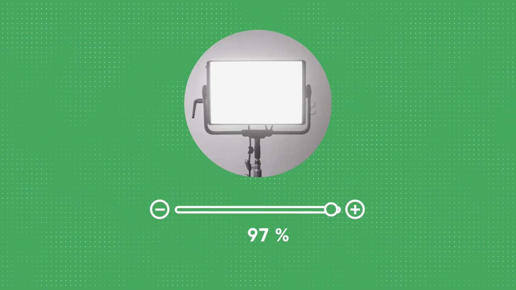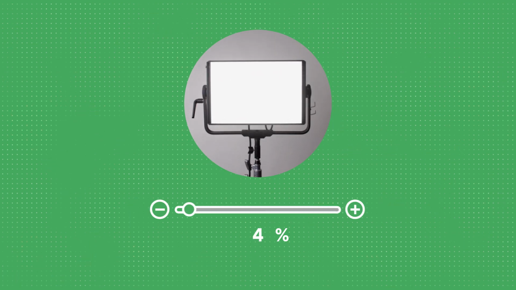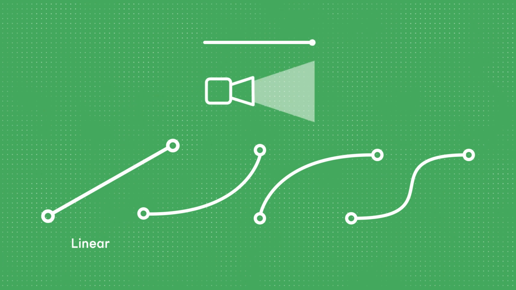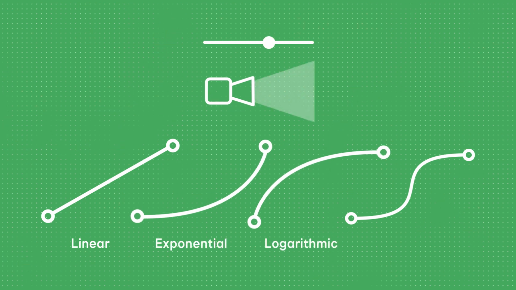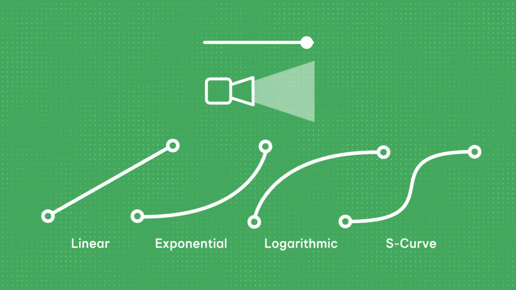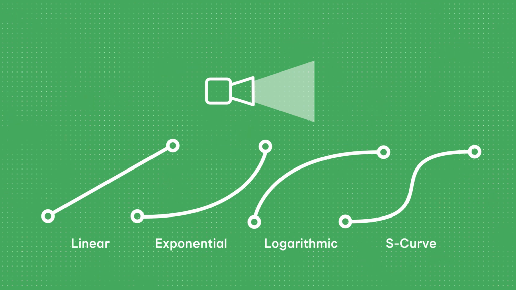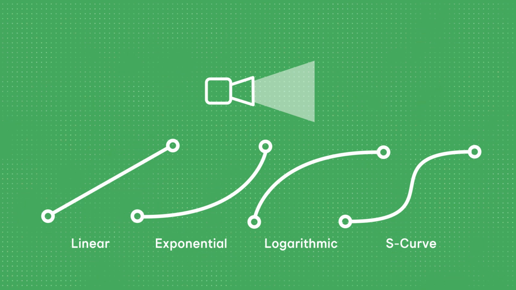Use the intensity slider to adjust brightness in as small as 0.1% increments. For compatible lights, the Sidus Link app can utilize four different dimming curves: linear, exponential, logarithmic, and S-curve. Each dimming curve is suited for different workflows and levels of control.